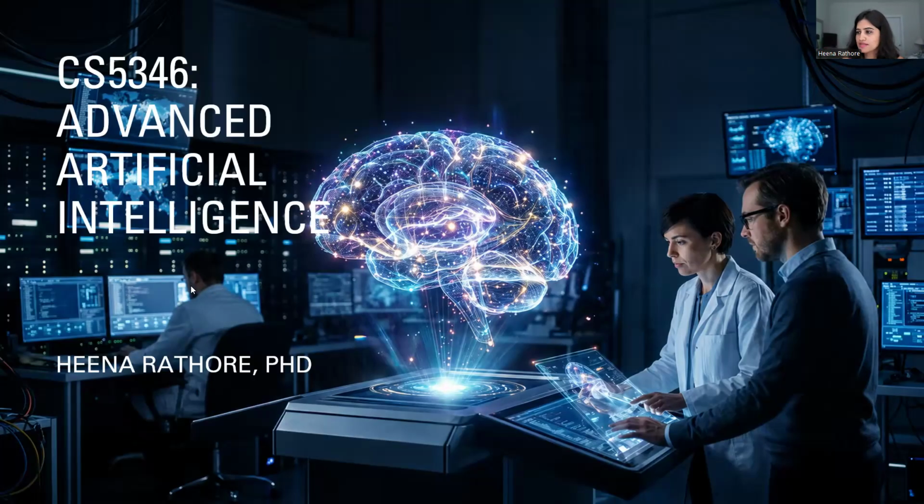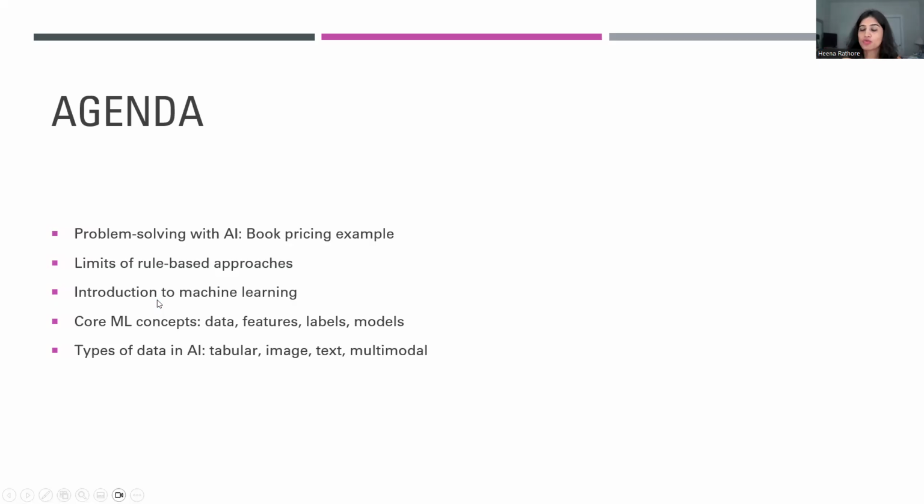Hello, everyone. In this lecture, we will discuss the actual data in machine learning or AI systems. We will start with a very basic problem. I'll give you a use case and explain why exactly machine learning was needed, and then the different kinds of data, which include tabular, image, text, and multimodal data.